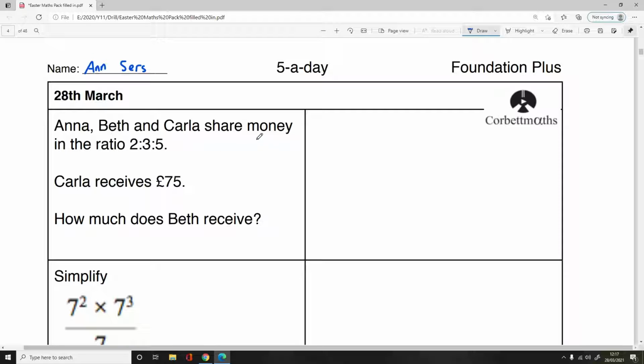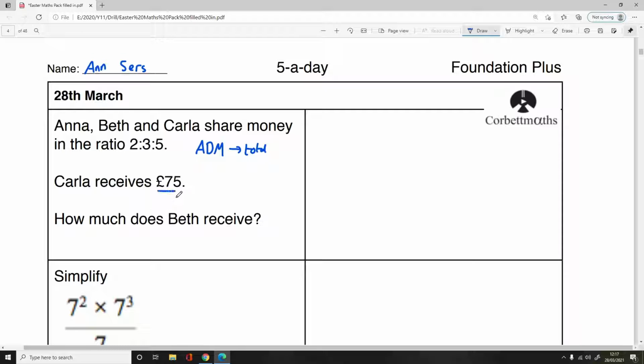Anna, Beth and Carla share money in a ratio. Carla receives this amount. So when you've got a ratio question, you're basically asking yourself, what type of ratio question have I got? This would be an ADM question if you knew the total amount of money, but we absolutely do not. We know that Carla's got a certain amount. If you know a certain amount, you've got to ask yourself, do I know a difference between, or do I know an actual amount?